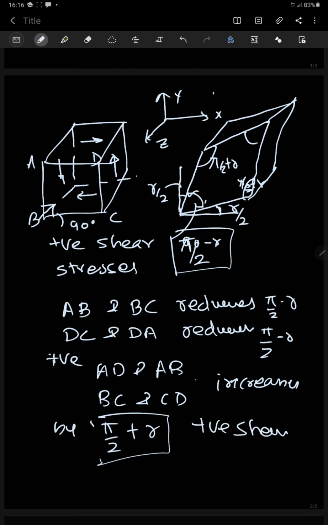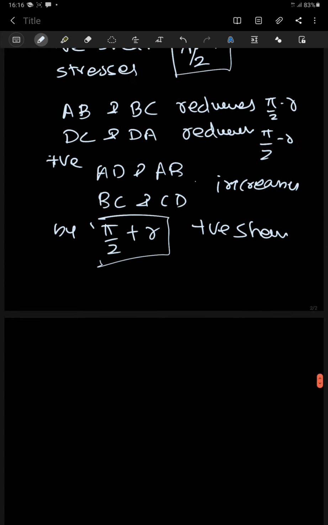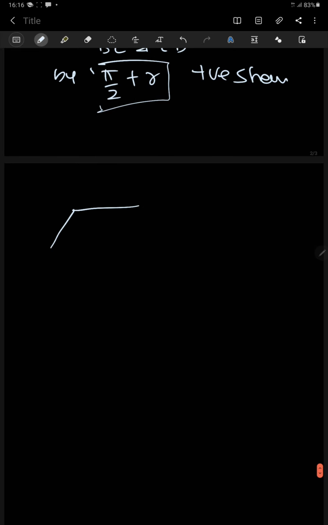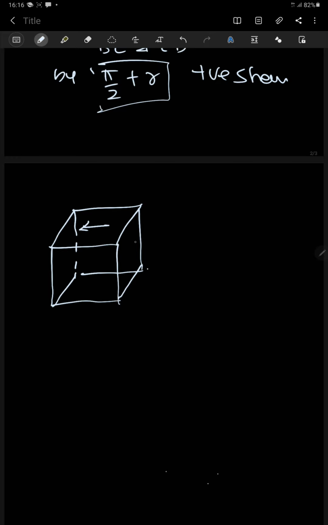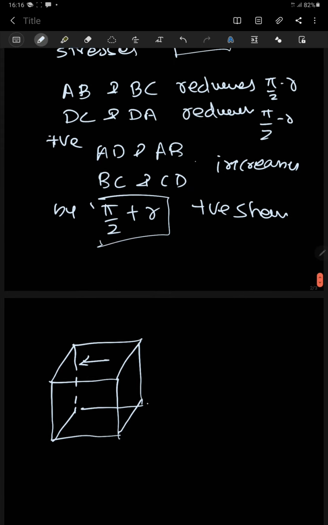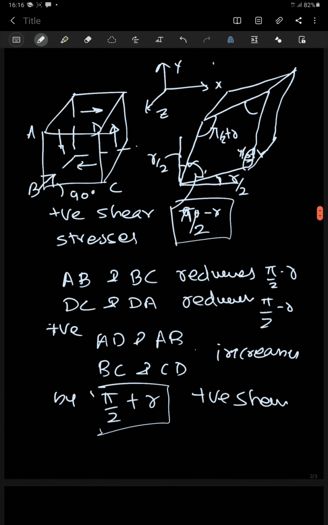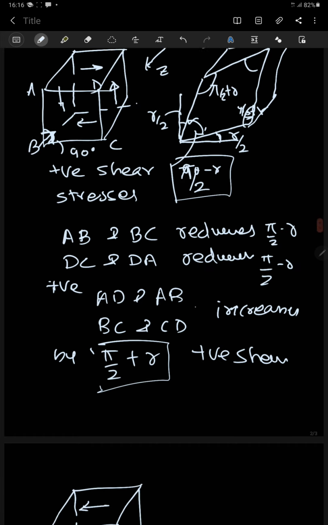So, the complete set of shear stresses is called positive, whereas what are negative shear stresses? The shear stresses which are acting on the negative plane and positive direction, or shear stress acting on the positive plane and in negative direction, are called the negative set of shear stresses. In that case, of course, the angle between AB and BC will increase, and the vice versa situation.